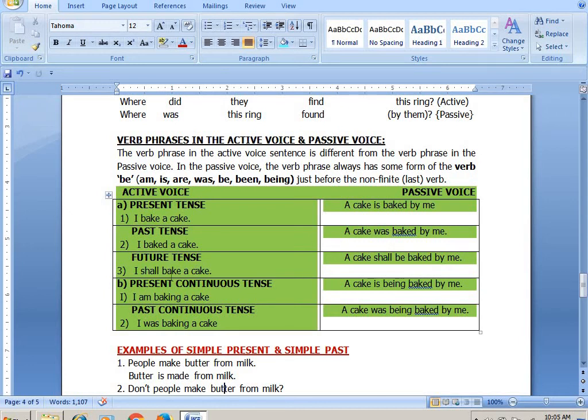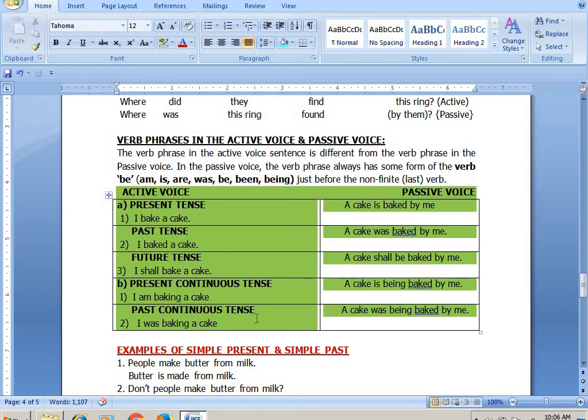Future tense, I shall bake a cake. A cake shall be baked by me. Present continuous tense. I am baking a cake. A cake is being baked by me. Students, present continuous tense. What is the sentence? I am baking a cake. A cake. What is the action being done? And so therefore a cake is being baked. Past participle of bake, by me.